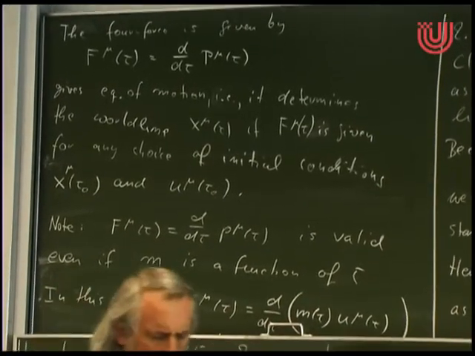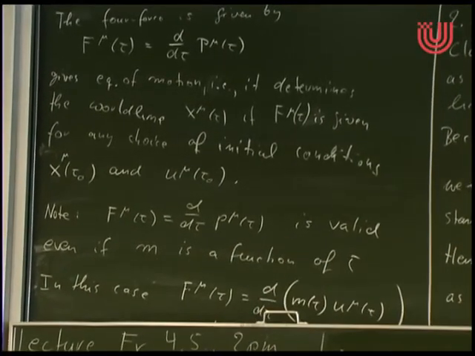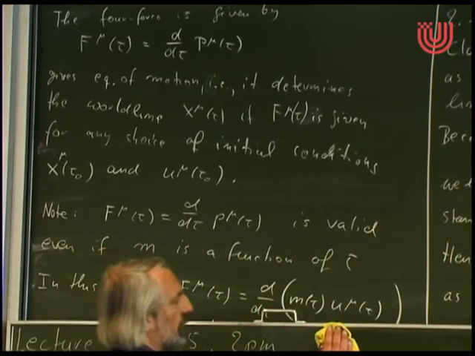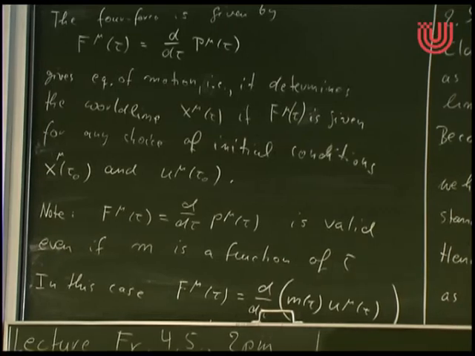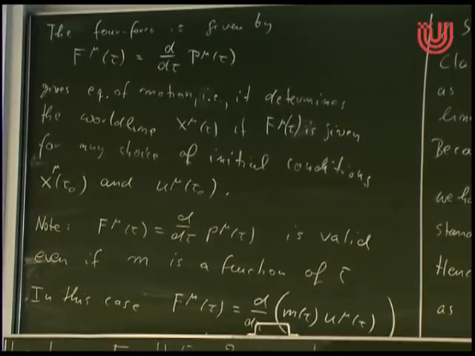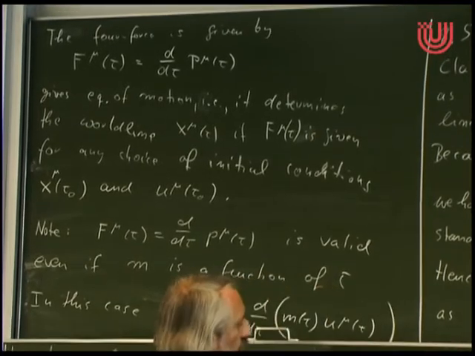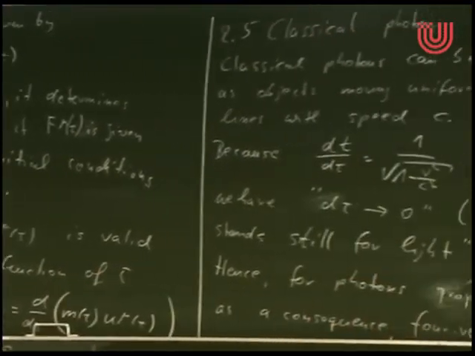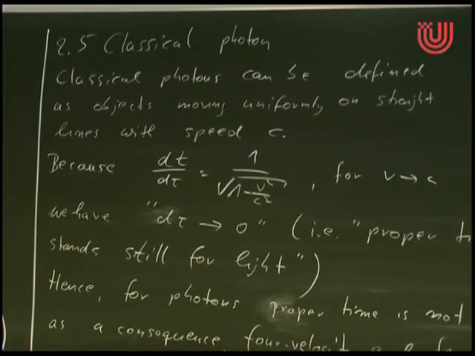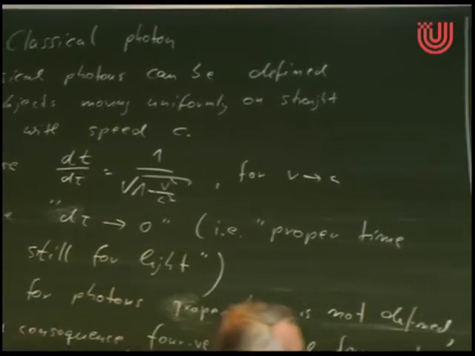We will use this photon picture, this picture of light being made up of particles that move at the speed of light, also later when we do general relativity. Then they will not move on straight lines, as in special relativity, but rather on something which we call light-like geodesics. So this picture of a classical photon will accompany us through the whole term.